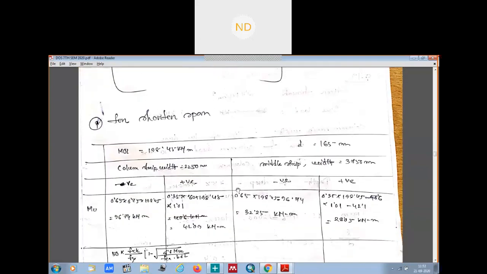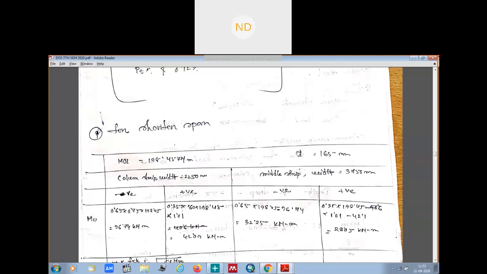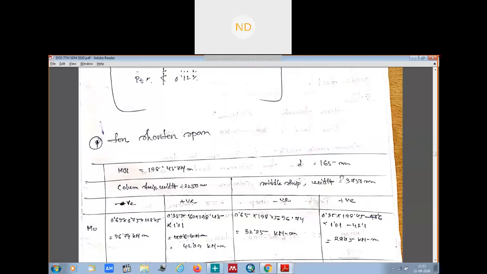So for the shorter span, this was our moment. Our D, we had calculated the effective depth as 165, because the overall depth along the longer direction was 175, and we reduced a very little amount, half of the clear cover, from the effective depth along the longer direction, so it was 165 mm. Then the column strip for the shorter direction we had 2250, and for the middle strip it was 3750.